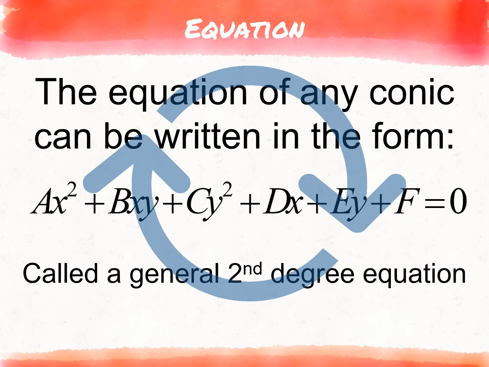A lot of the information in this video is going to be a repeat of the first video, so you shouldn't have to write any of it down. First of all, remembering that the general form of a conic can be written with an x squared, a y squared, some xy values, and constants, all equal to 0.